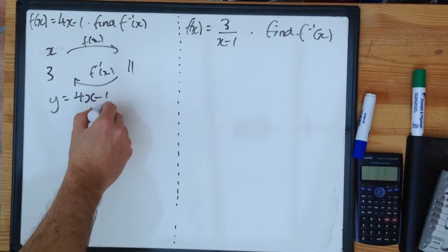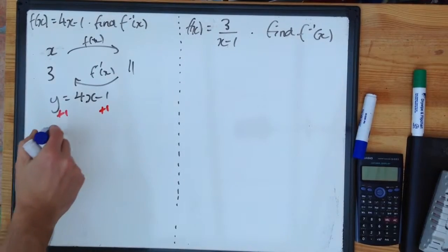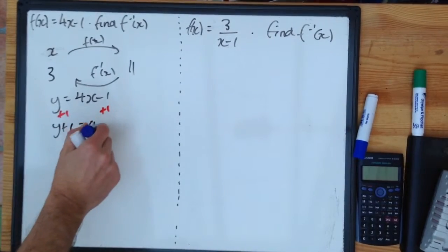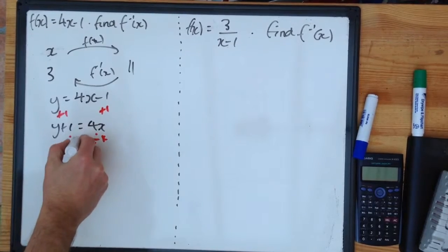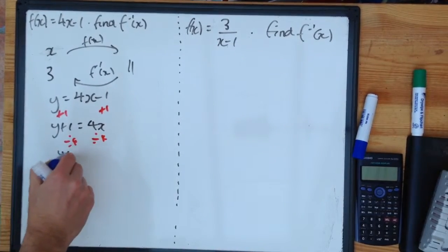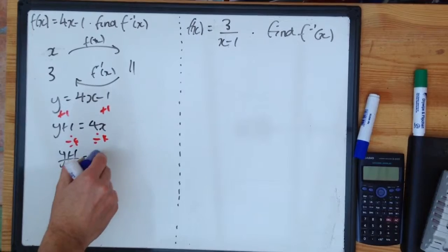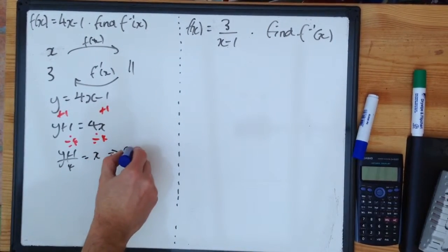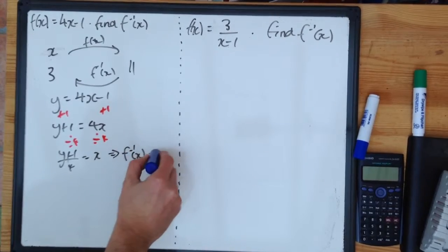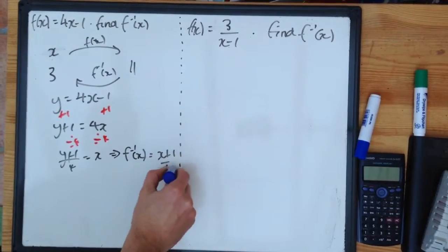So the first thing to do, add 1 to both sides. So y plus 1 is 4x. And then divide both sides by 4. And we get (y plus 1) over 4 is equal to x. To write our inverse function, we have to do it in terms of x, so we write it like this. f to the minus 1 of x is equal to (x plus 1) divided by 4.